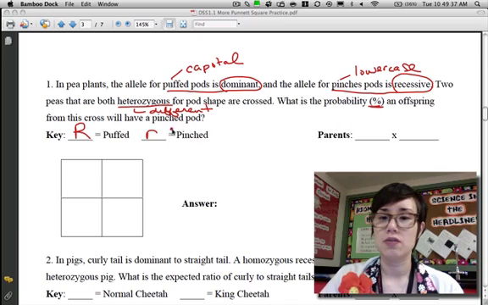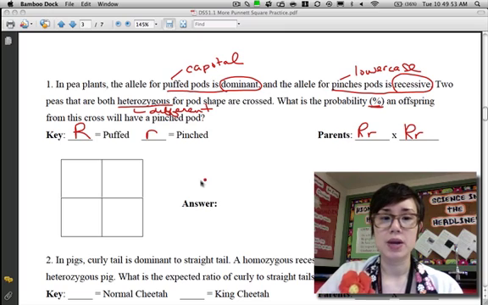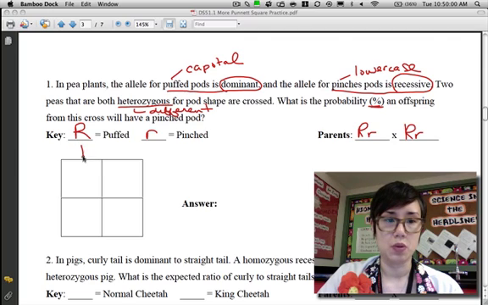Now I'm going to go ahead and fill in my parents. Both of my parents, according to the question, are heterozygous, so I know they're going to be different. So I'm going to use in this case a capital R, lowercase r, and then again a capital R, lowercase r. Now that I have my key and my parents filled in, I'm going to go ahead and fill in my Punnett square and make sure I have all the correct information. So I'm going to put one parent up at the top, big R, little r, another parent over at the side, big R, little r.